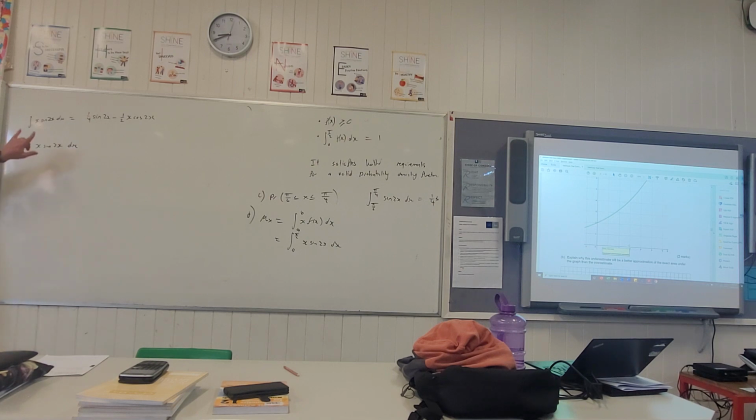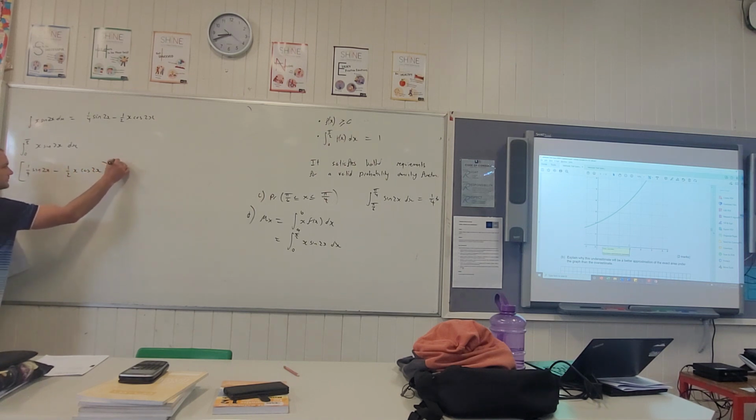So we know from part A that the integral is this. That's the link that we're making. Okay? So we can jump straight to the integration step. We'll have a quarter sine 2x, take half x cos 2x. Alright, and let's get into processing it. We're just going to sub in using the fundamental theorem of calculus.